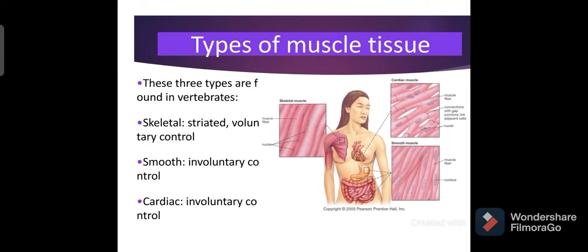Types of muscle tissue. These three types are found in vertebrates. We have skeletal, which is striated with voluntary control. We have smooth, which is involuntary control. And we have cardiac, which is also involuntary control.